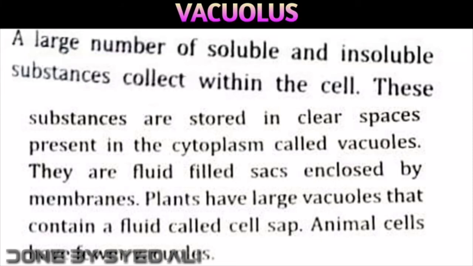Next, vacuoles. A large number of soluble and insoluble substances collect within the cell. These substances are stored in clear spaces present in the cytoplasm called vacuoles. They are fluid-filled sacs enclosed by membranes. Plants have large vacuoles that contain a fluid called cell sap. Animal cells have fewer vacuoles.